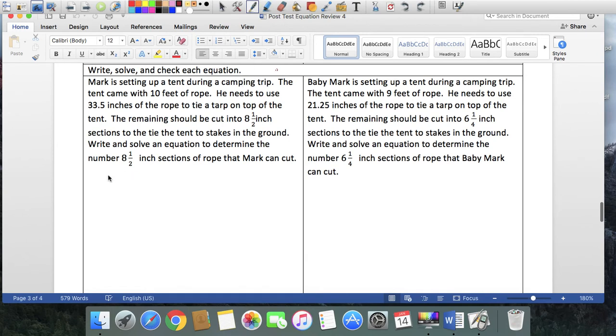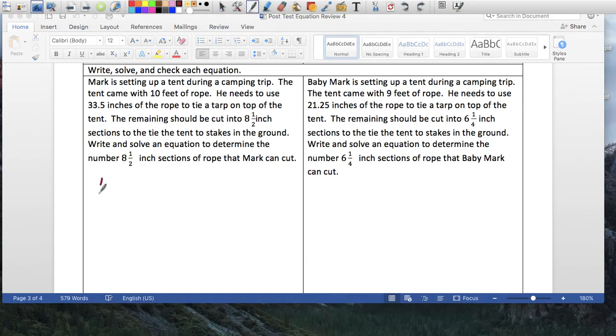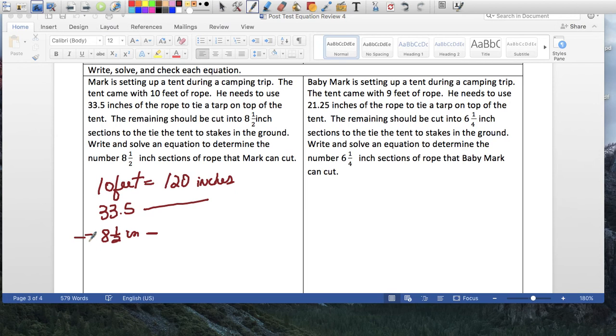So we have 10 feet of rope. Feet, we want to change it to inches. It's going to be times 12, or 120 inches. Right? So he's going to cut 33.5 away, and then he's going to have a whole bunch of 8.5 inch pieces, right? So little tiny pieces. So he cut this much out, and then with the remaining, he wants to cut the rope into smaller pieces, right? So how many of these can I have?